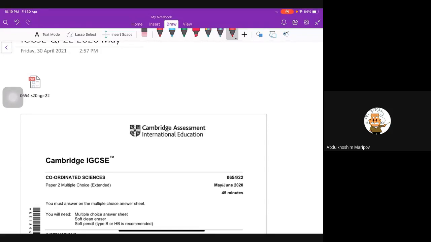But first, let's discuss a little bit about IGCSE. To remind you, IGCSE has three subjects, right? Biology, then chemistry, then physics. But they will all be on the same paper. So you will have IGCSE, three subjects at the same time. The exam consists of three papers.